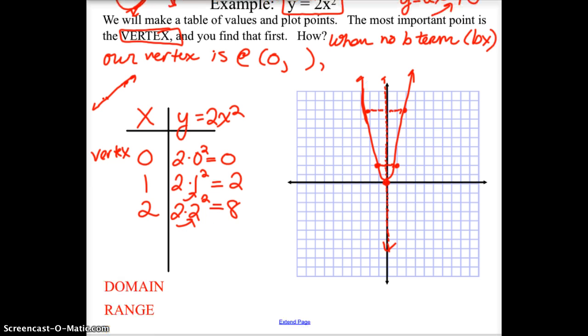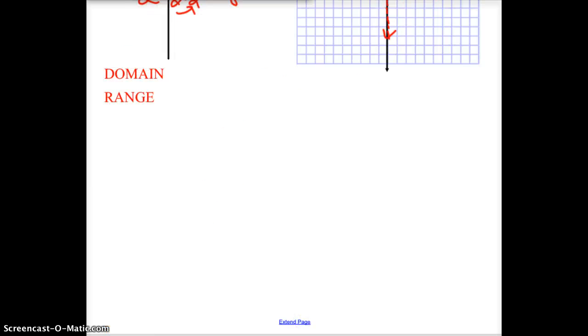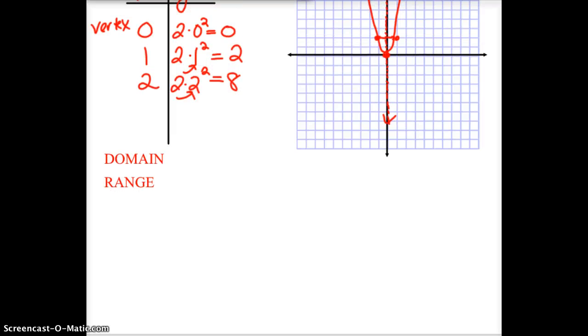So the process is we find the vertex. How do we do that? We plug a 0 in today. Then we find 2 points, and I like to find them to the right because I like to keep things positive. And then we use some symmetry. Again, our domain is always all real numbers. Anything can go into that function, but not everything can come out. So our range, again, we think this is what's going in, this is what's coming out.